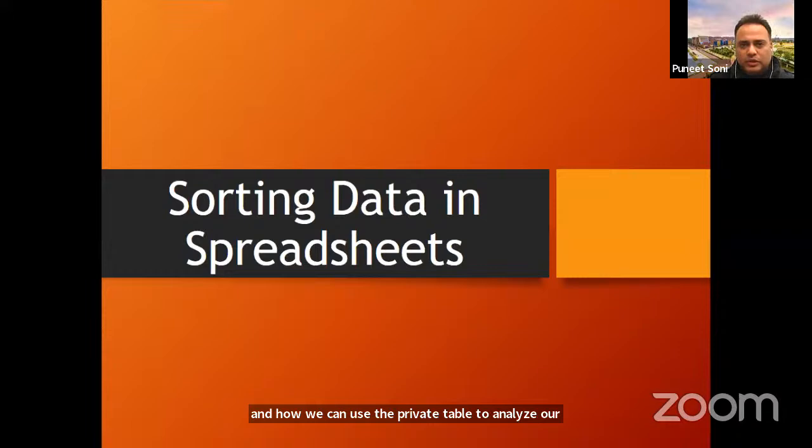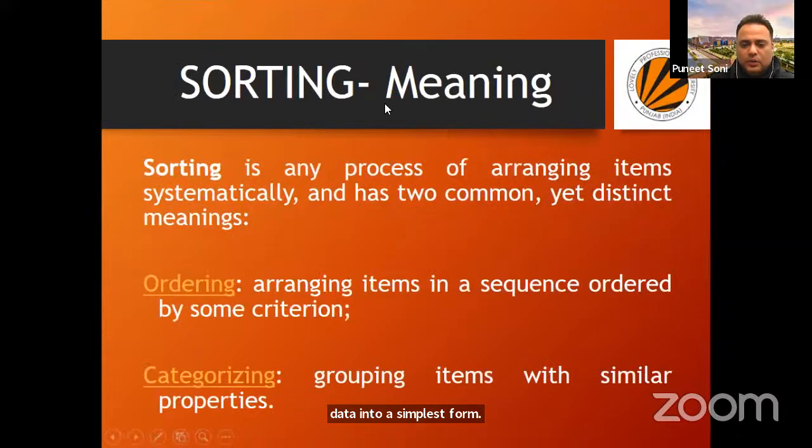Coming to the sorting of data in a spreadsheet, what is the meaning of sorting? Sorting is any process of arranging items systematically and has two common yet distinct meanings. It means we can sort the data or we can order the data. Sorting can be categorized into ordering the data and categorizing the data. Ordering means arranging the items in a sequence ordered by some criteria.